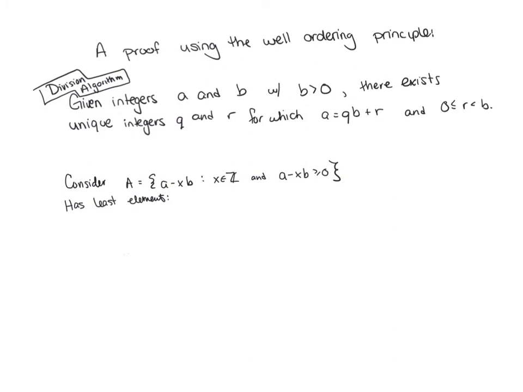And then what can we actually do with this well-ordering principle? It actually is really strong, and we'll come back to it when we're talking about induction later in the course. But let's do a specific example where we can really see this well-ordering principle in action. Given two integers, a and b, with b greater than 0, there are always unique integers q and r for which a can be written as qb plus r, and r is less than b.